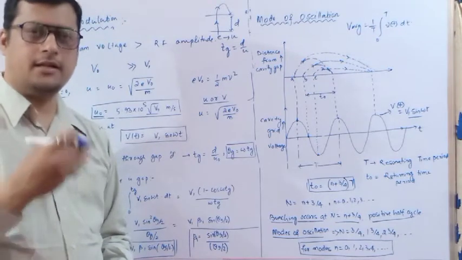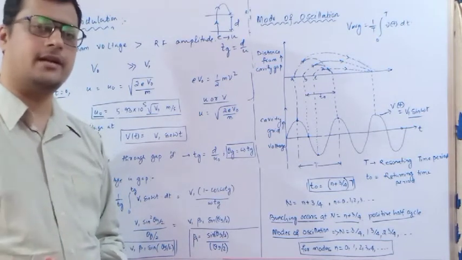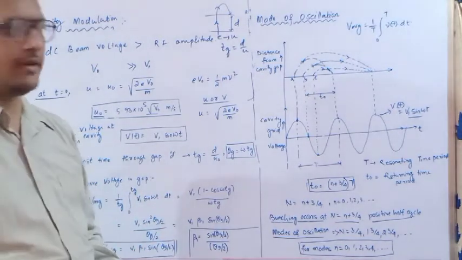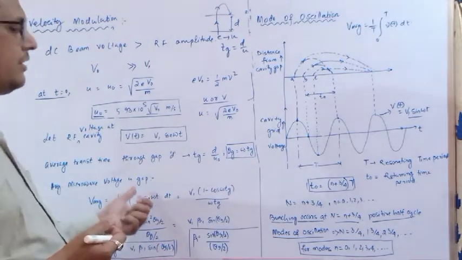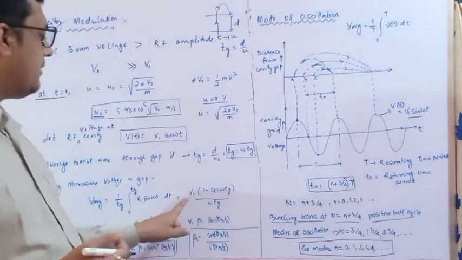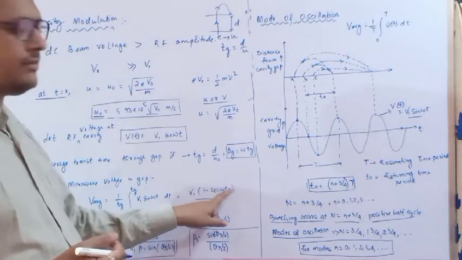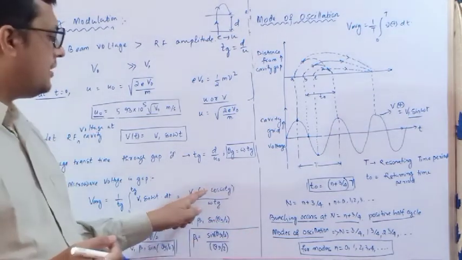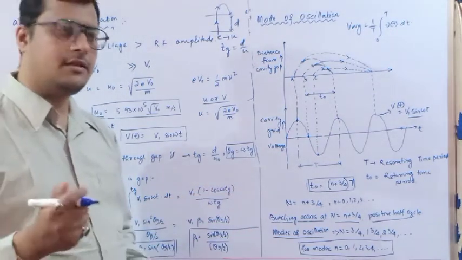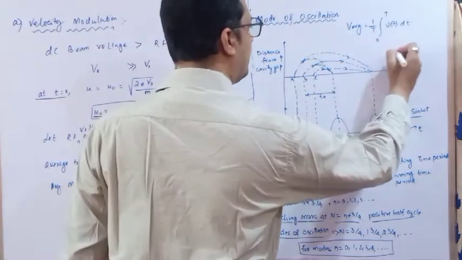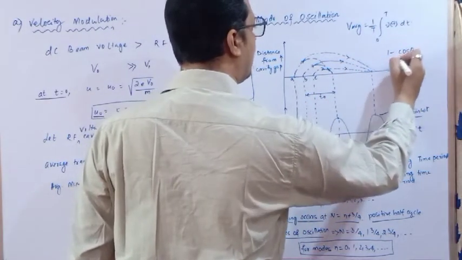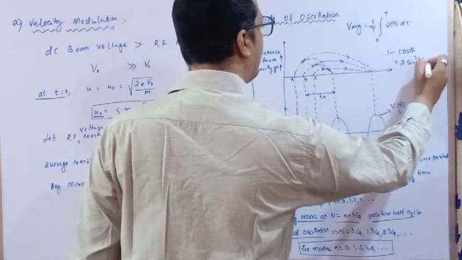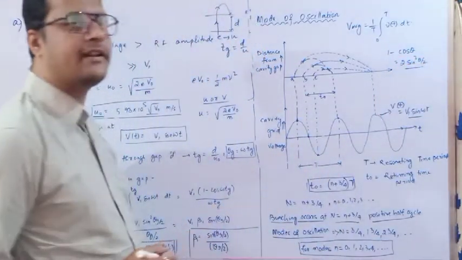V1 is a constant, take it outside. Sin omega t integration is minus cos omega t divided by omega. Now the limit is 0 to Tg. If you substitute it, you will get V1 times 1 minus cos omega Tg divided by omega Tg. Done. So 1 minus cos theta I can write as 2 sin squared theta by 2. This is the trigonometric relation.